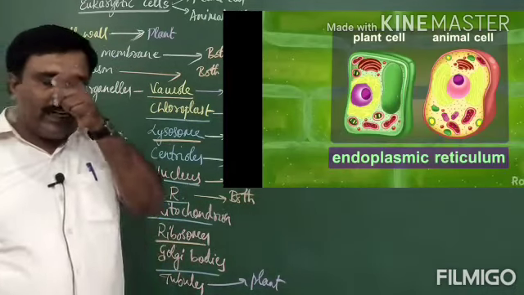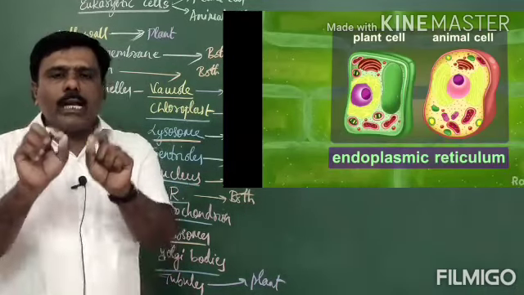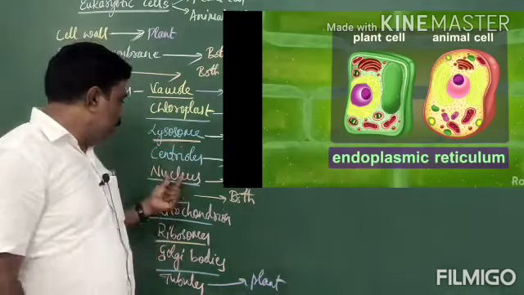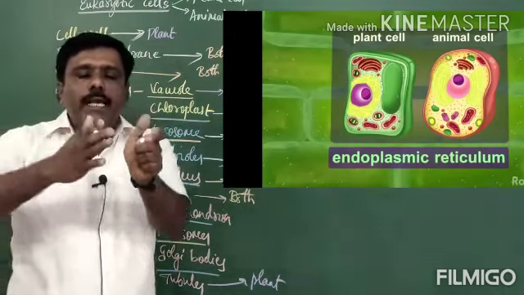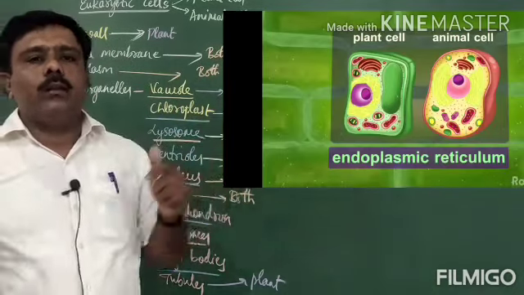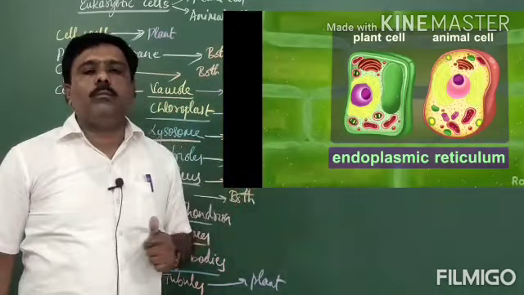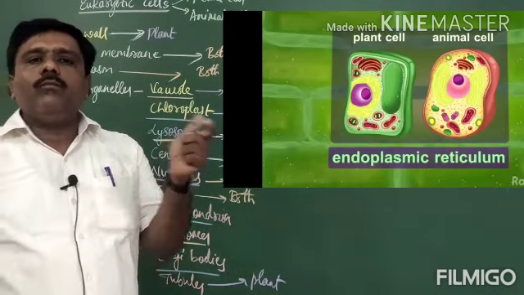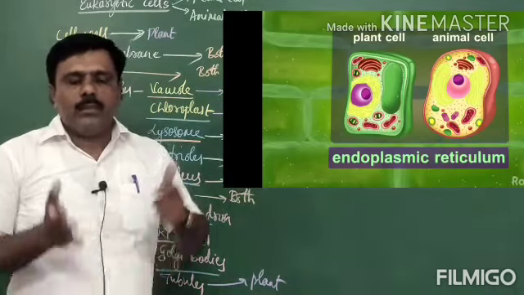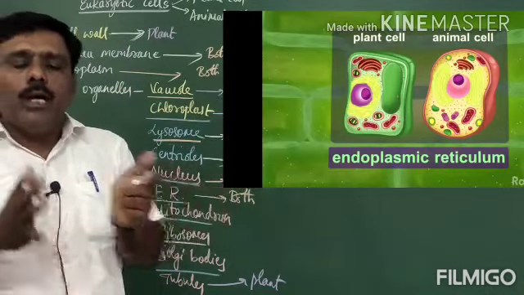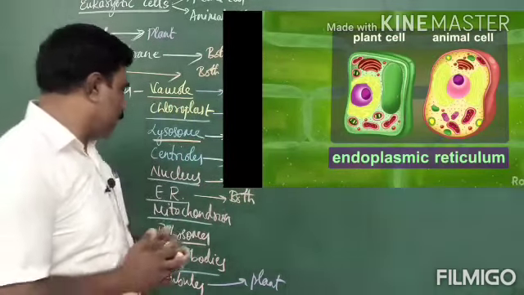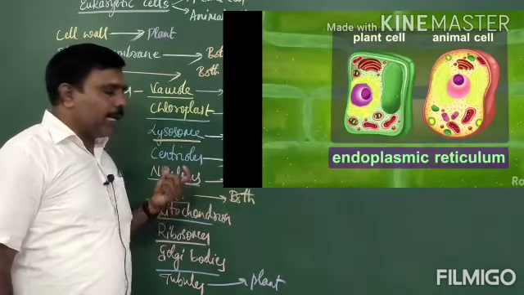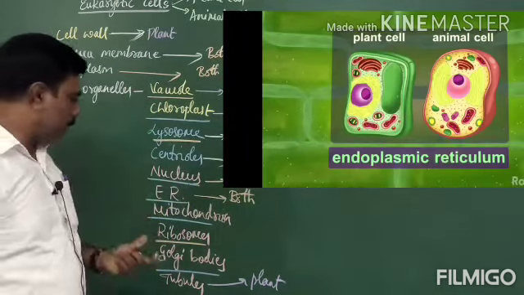This endoplasmic reticulum arises from the nuclear membrane of the nucleus, and it may extend up to the cell wall or plasma membrane. It is of two types: rough endoplasmic reticulum and smooth endoplasmic reticulum, right? It is present both in plant and animal cells.